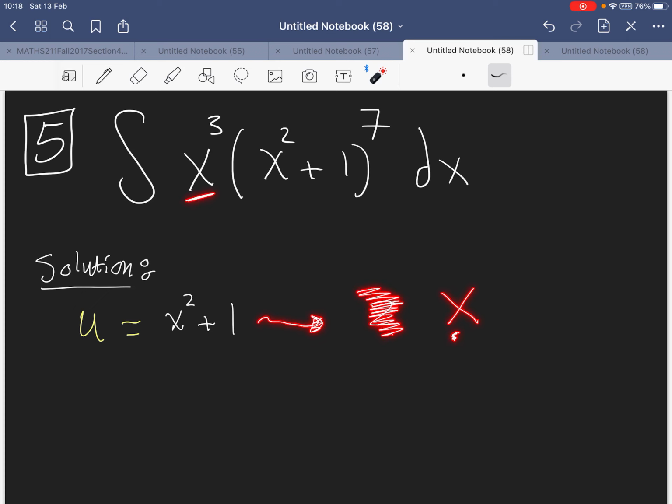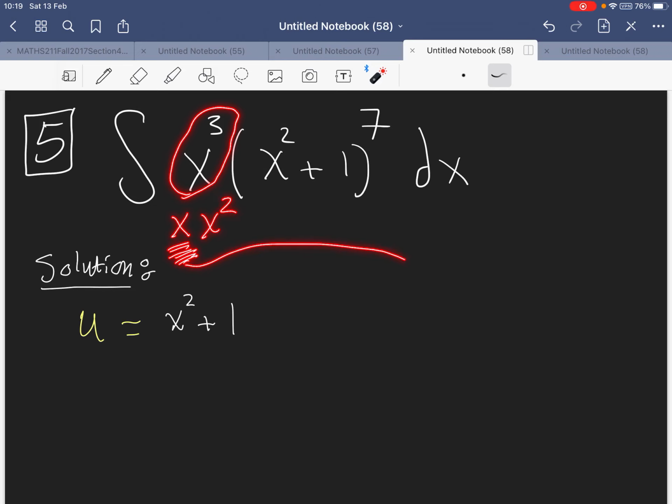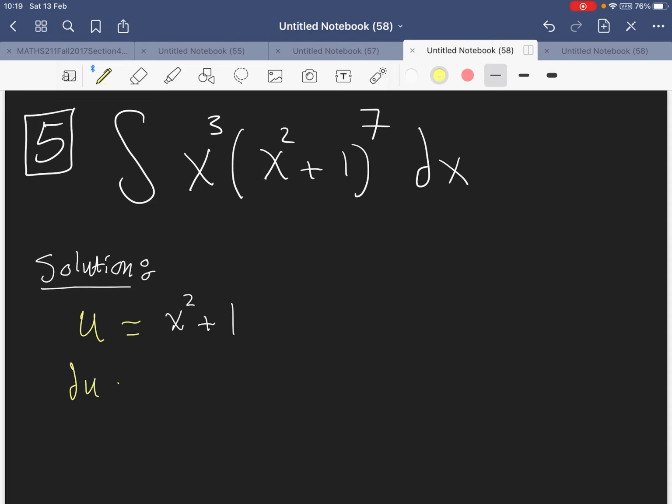Now you wonder, you have seen x to the power 3 and you don't see x. That's fine, because you need only one x. Here you have 3 of the x's. That's fine, you have more than what you need. But do you need x? Yes, because x cubed can be written as x squared times x, and that's the x you are looking for, which is the derivative of this one. So this substitution seems to be working as was expected.